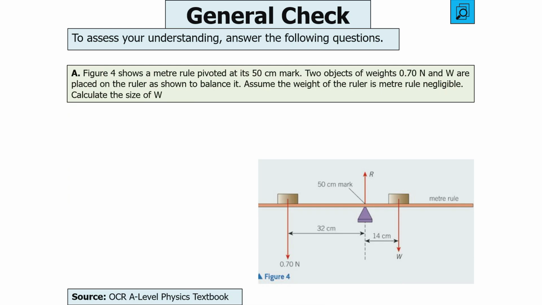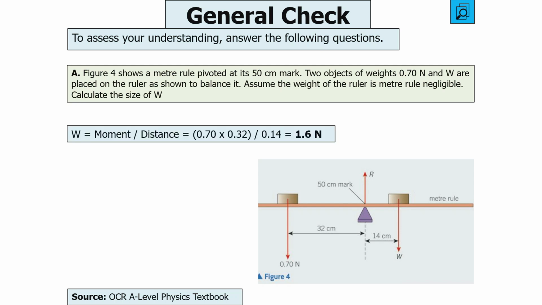Figure 4 shows a meter rule pivoted at its 50 centimeter mark. Two objects of weight 0.70 newtons and W are placed on the ruler as shown to balance it. Assume that the weight of the ruler is negligible. Calculate the size of W. So we know that W is going to be equal to moment over distance, because we know moment is equal to force times by distance. So therefore, what is our moment? So our moment is equal to 0.7 times by 0.32 from the other side of the balance point, and they'll balance out because it's in equilibrium. Then we divide that by 0.14, because we turn centimeters into meters, 1.6 newtons.